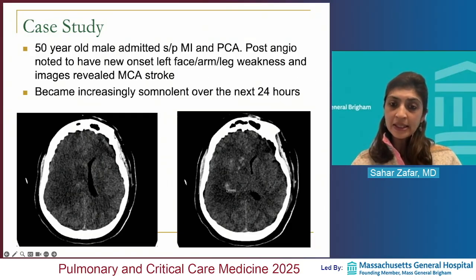And this is the subsequent scan that now shows some hemorrhagic transformation and increasing mass effect, where you see some midline shift. You can see the entire ventricle here on this side, but here you can see that even the ventricle on the left side is now getting compressed. And so there's clear evolution of edema.